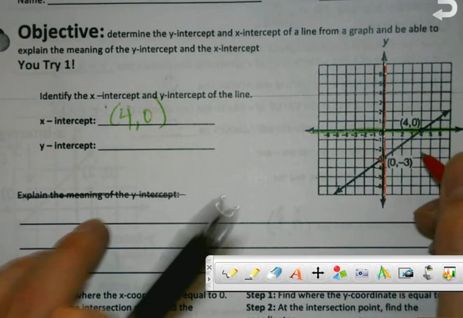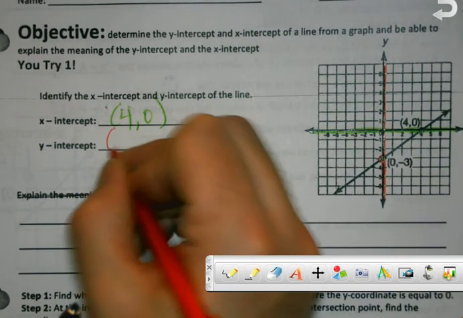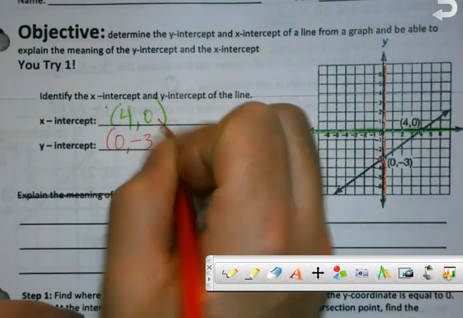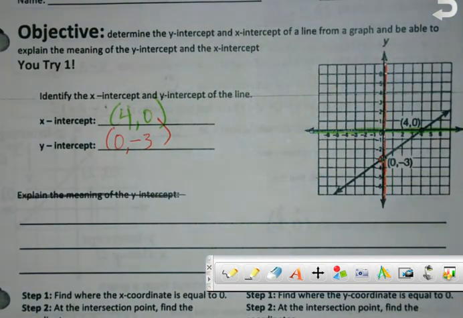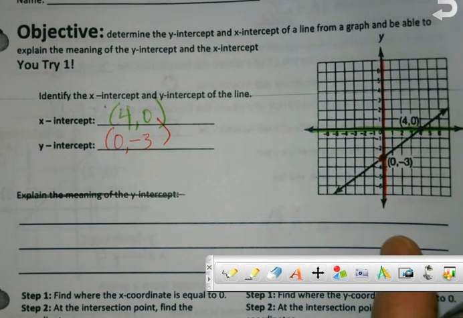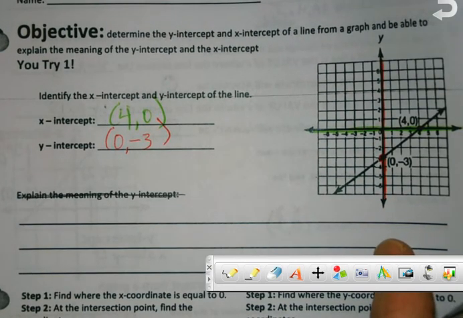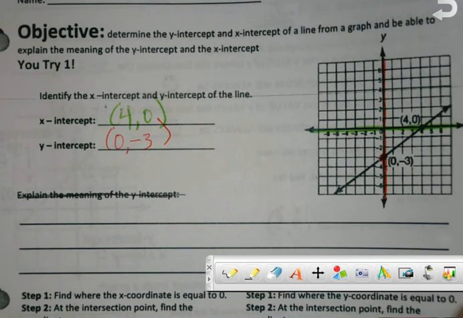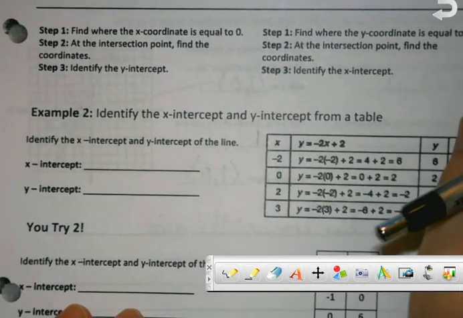I don't know, I scratched that one. That time we don't need to explain. Yeah, you don't have to.